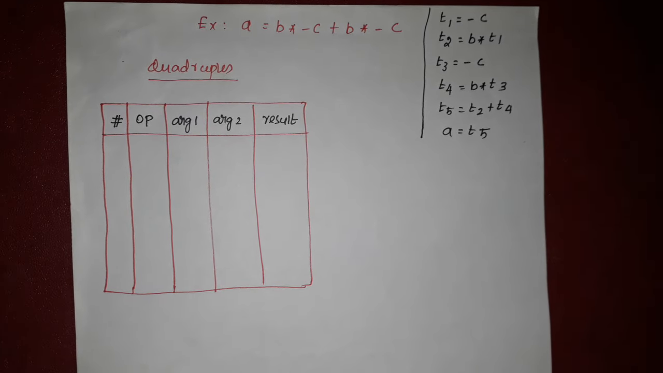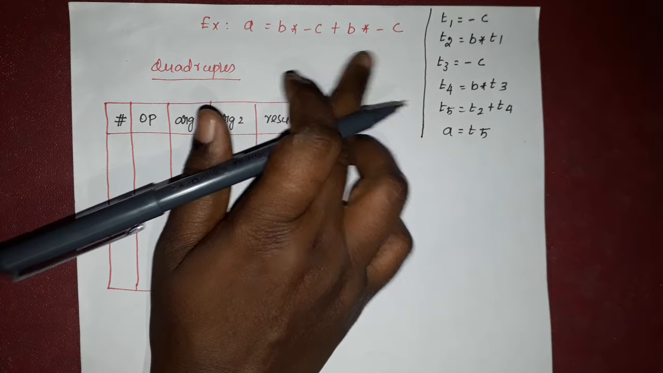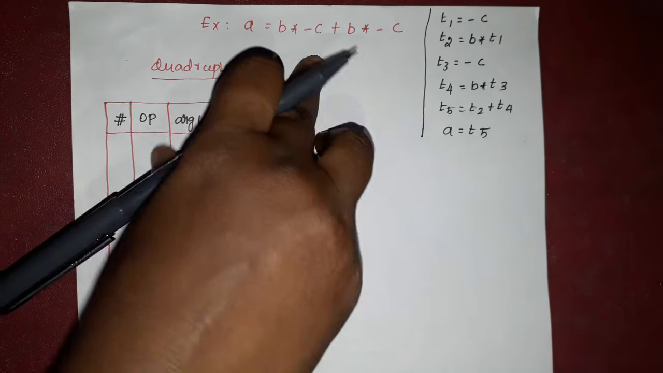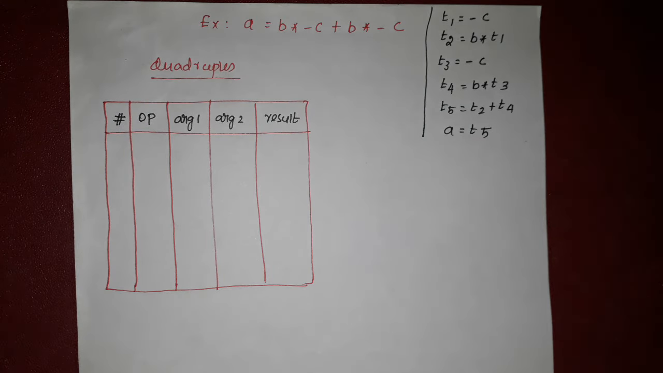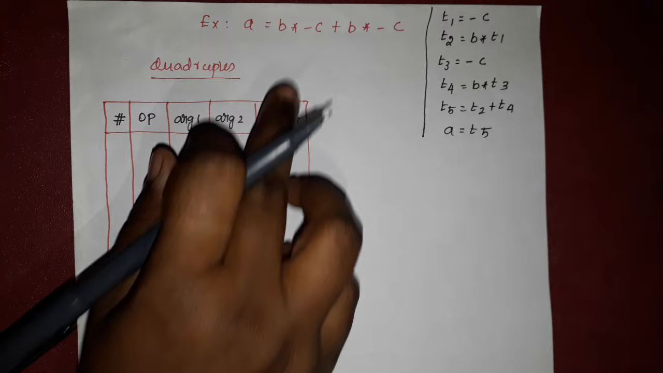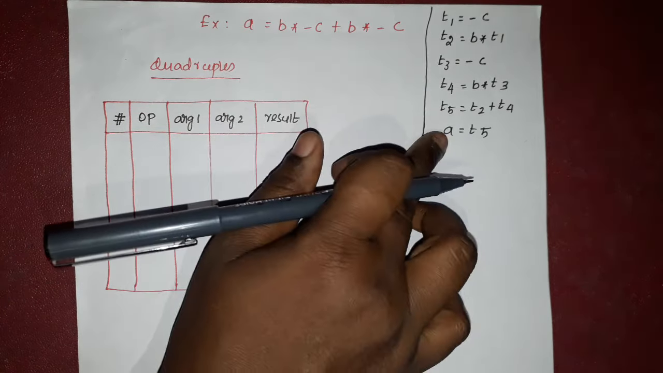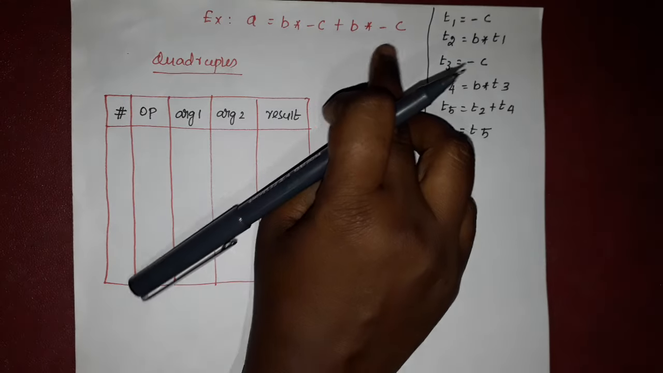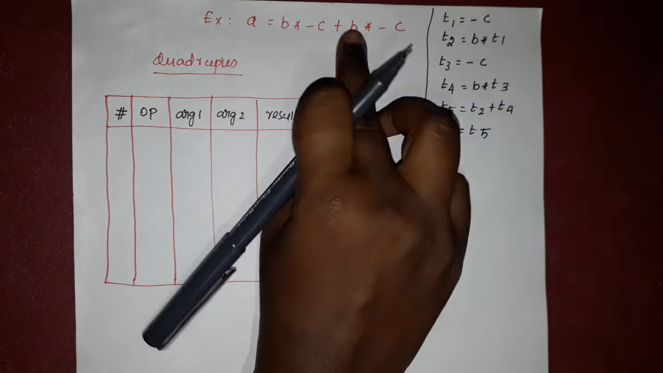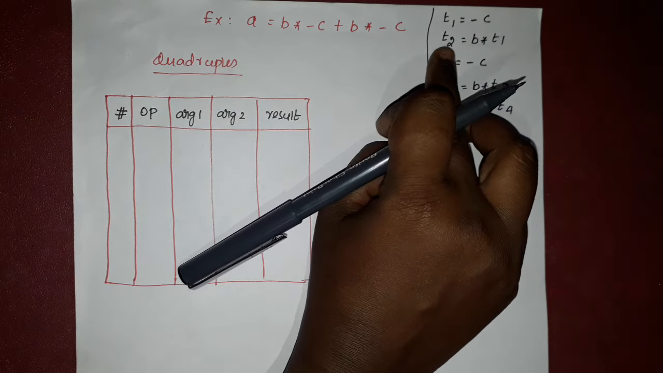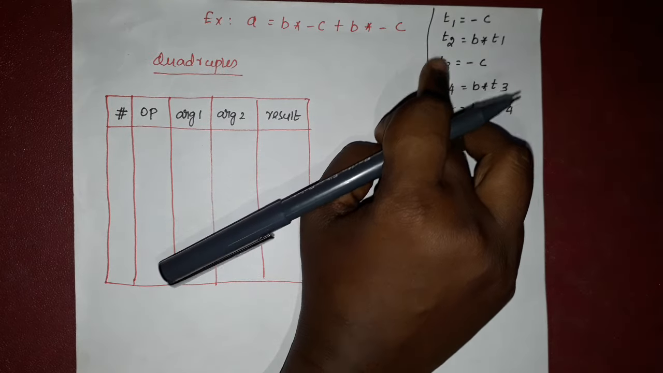The expression is a is equal to b star minus c plus b star minus c. This is the expression. By using this expression, we are implementing quadruple, triple and indirect triple. First of all, we have to write three address code for this expression by using temporary variables. So first of all, I am going to take minus c for t1, and then t2 is equal to b star minus c, which is already held in t1. So t2 is equal to b star t1. So this expression will be stored in t2.